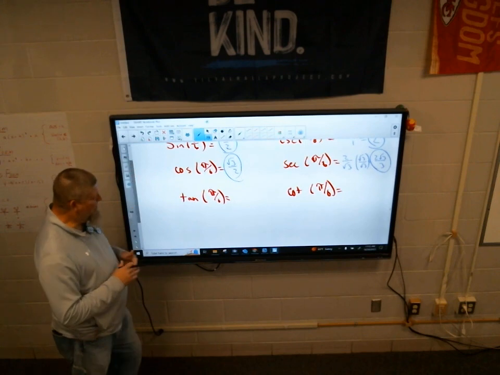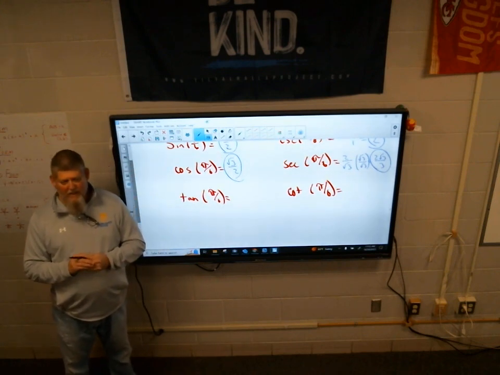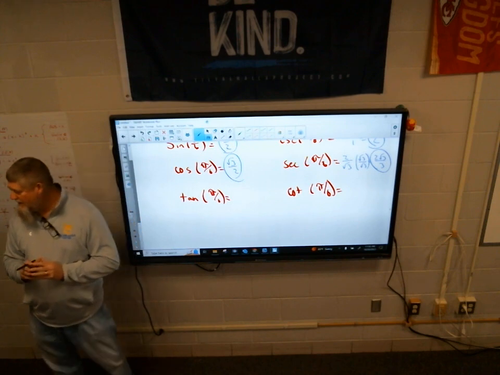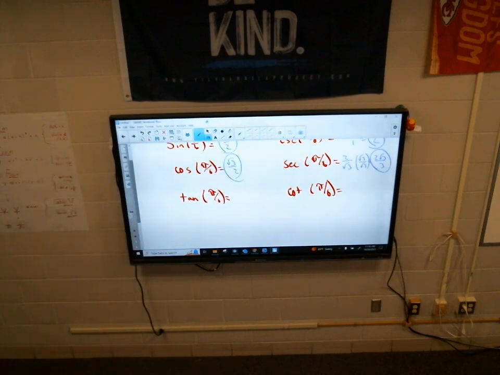Now, anyone remember how to find the tangent given the sine and cosine? That'd be O over A. Sine is the y value, and cosine is the x value. So think about that. What did we say the tangent of theta was in terms of x and y? Tangent of theta was y over x.